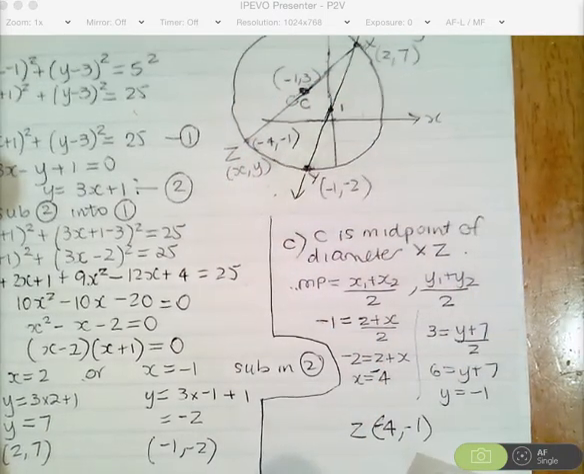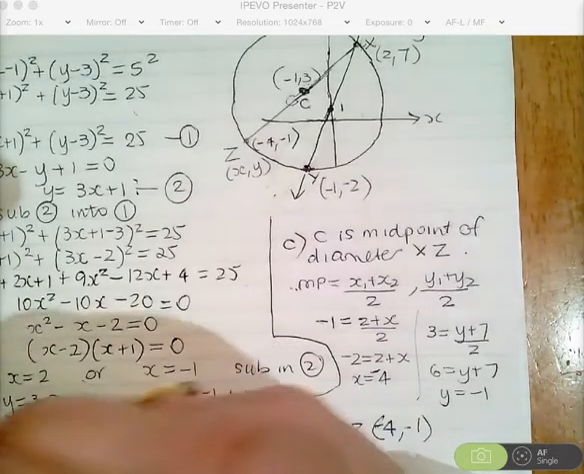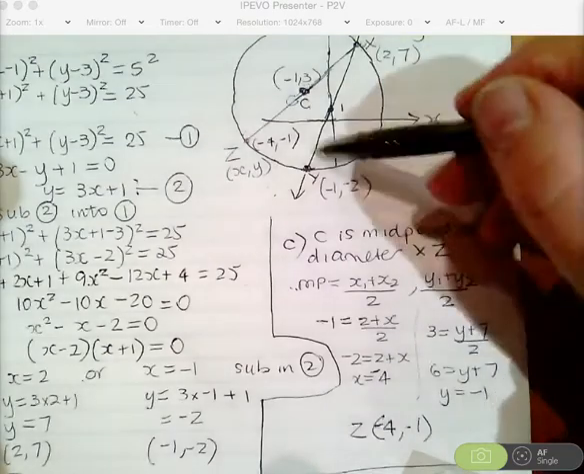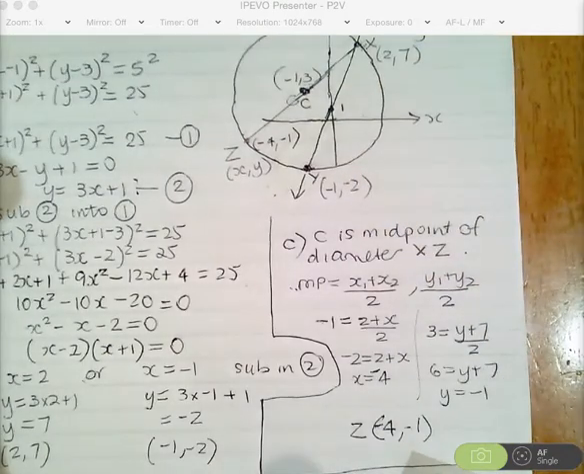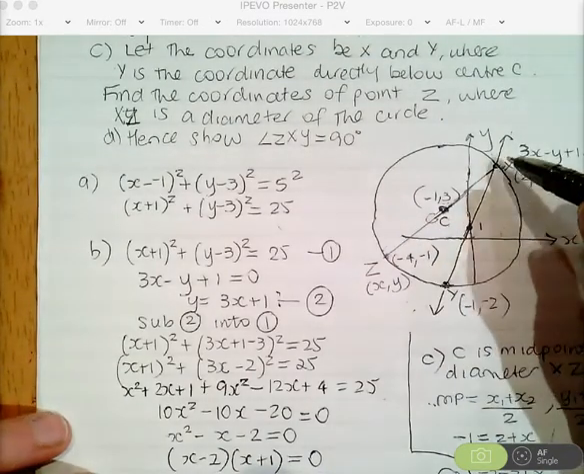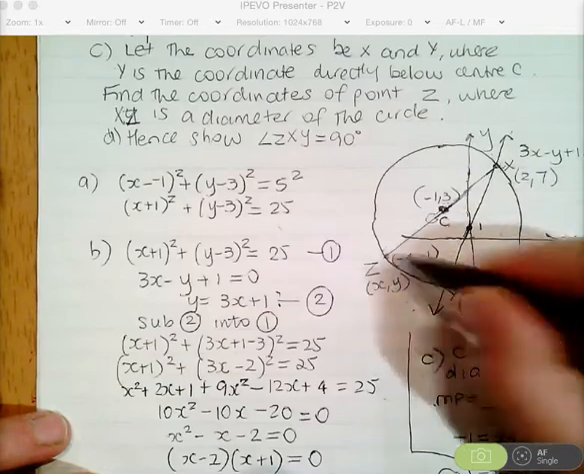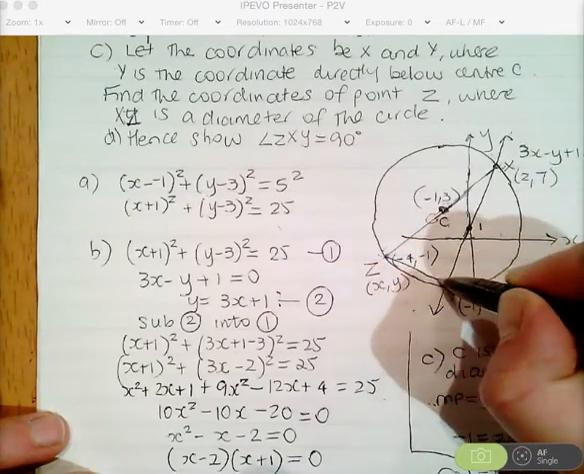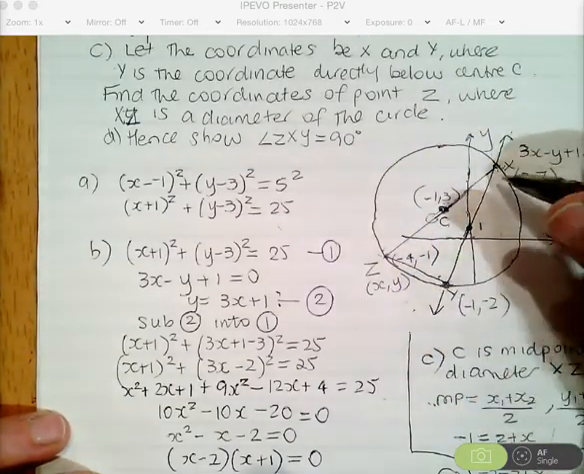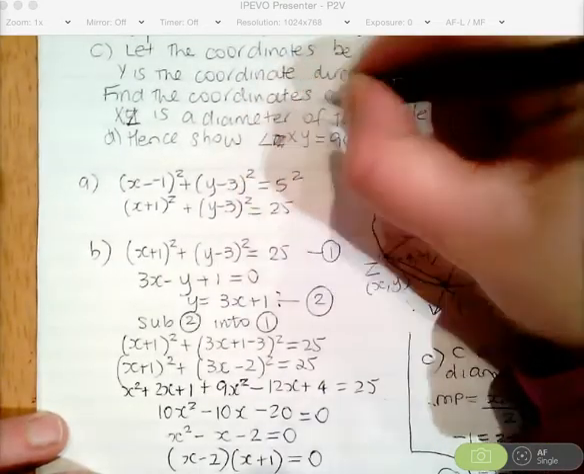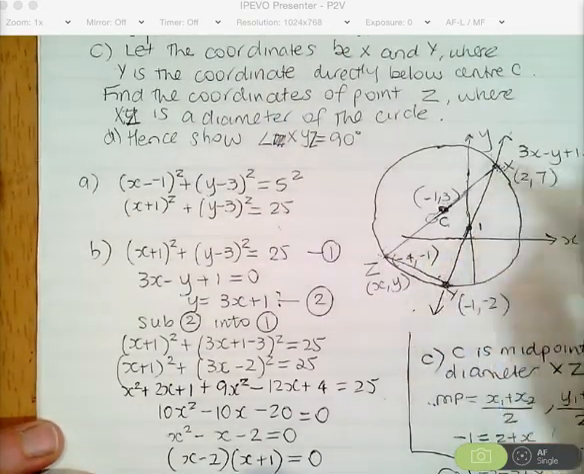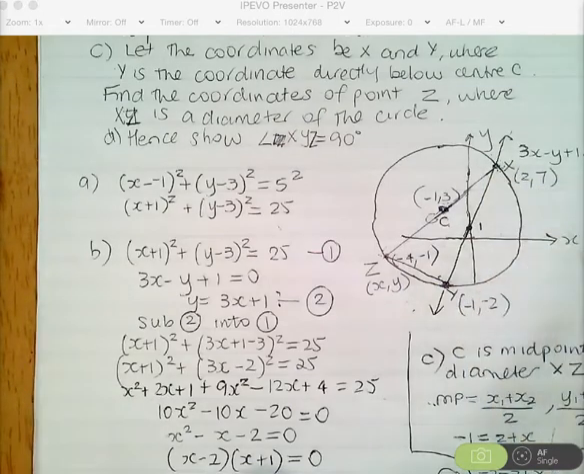Now the last part of the question, part D, says hence show that angle ZXY. I'm just going to have a look at that. I think the question's written down incorrectly. I believe that the remainder of the question should be to show that angle XYZ. I'd say that you've got the right angle here because the angle in a semicircle is a right angle. So we want to show that the angle XYZ is 90 degrees, because remember that the angle in a semicircle is a right angle.